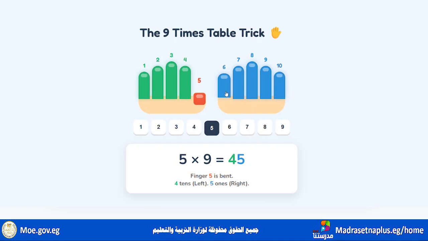Let's pen finger number 6. How many fingers on the left? 5. How many fingers on the right? 4. That means 6 times 9 equals 54.